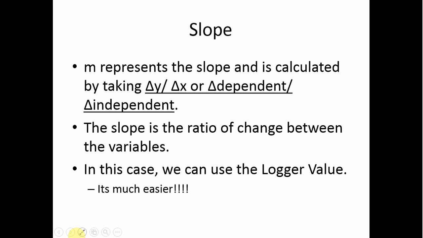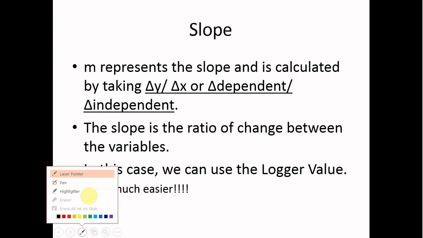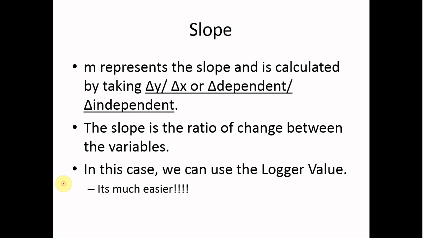m represents the slope and is calculated by taking the change in y over the change in x, or the dependent divided by the independent variable. The slope is the ratio of change between the two variables. In this case, we're going to use the LoggerPro value, though on the worksheet you're going to have to create your own. The quick version of slope is rise divided by run, or if it's negative, it's fall divided by run, and it becomes a negative number.